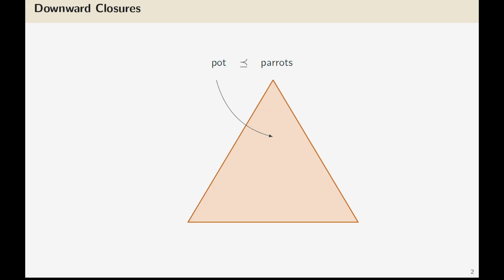Why do we like downward closures? Well, there's a long-standing result that tells us no matter what your original language is, the downward closure is always regular. And of course, if you have a regular language, then a lot of tasks become either feasible in the first place or much more efficient.